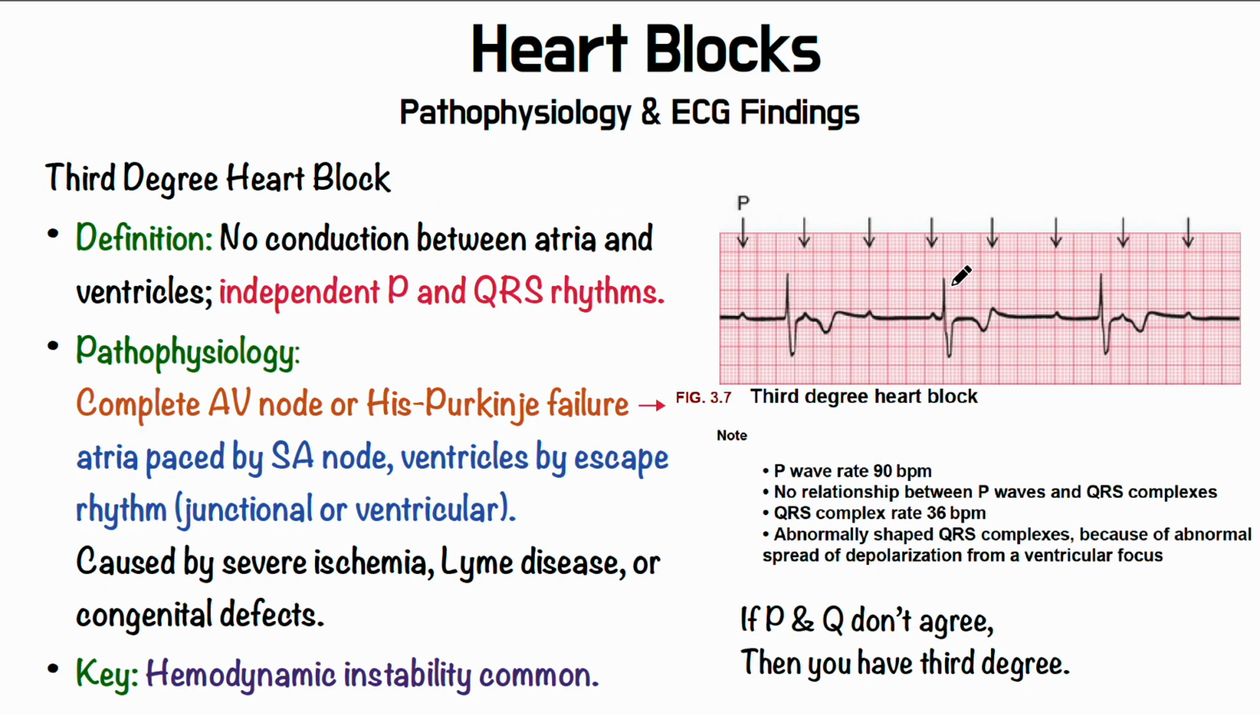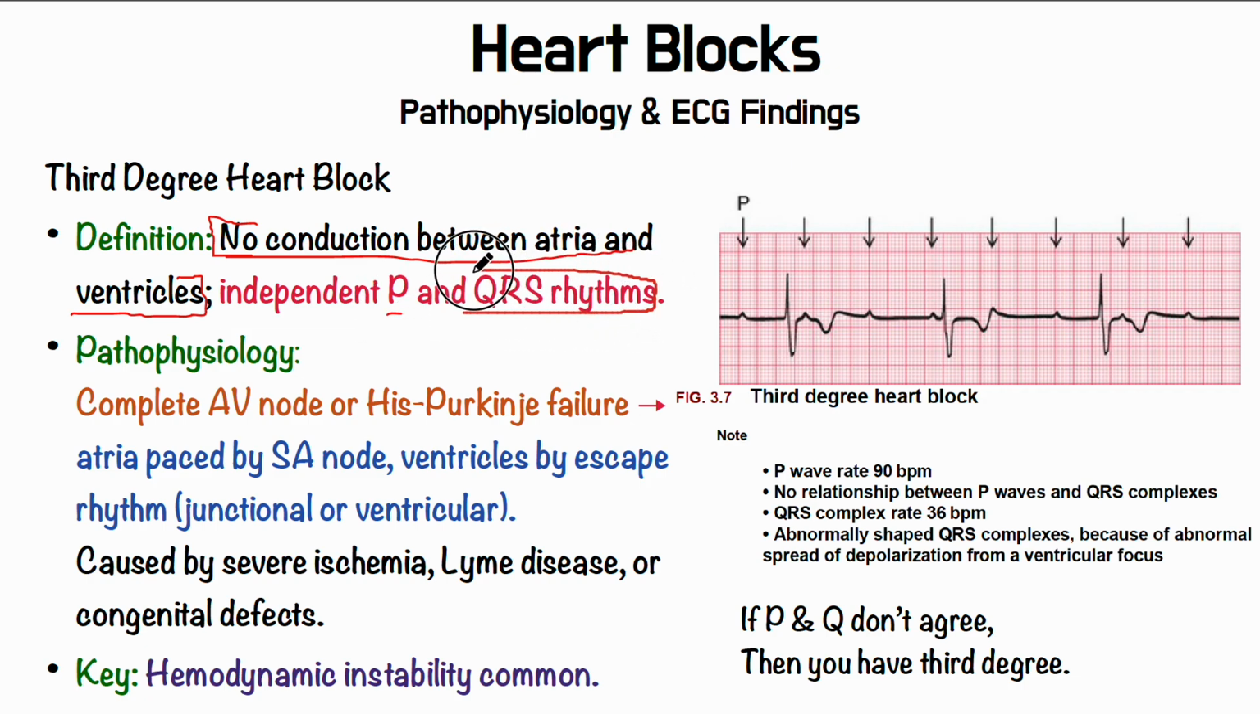Okay, let's talk about third degree heart block. This is the most severe form of heart block. There will be no conduction between atria and ventricles. They occur independently. They do independent things. Independent P and QRS rhythms.